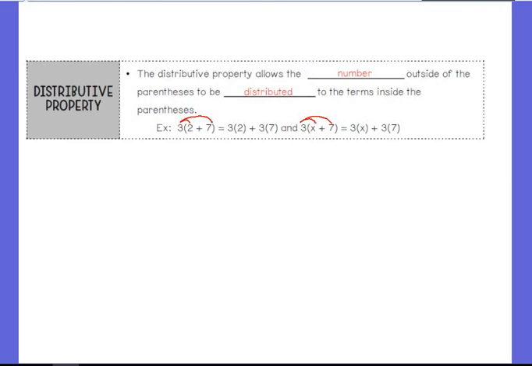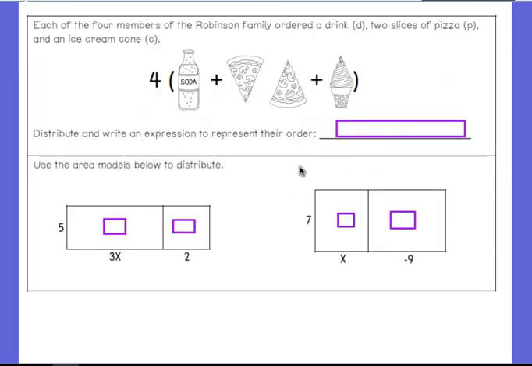So let's play around with the distributive property. It says each of the 4 members of the Robinson family ordered a drink, D, 2 slices of pizza, P, and an ice cream cone. Okay, everybody ordered that. There was 4 members. So I can basically have the distributive property. I had 4 sets of drinks. 4's getting distributed to the drinks.